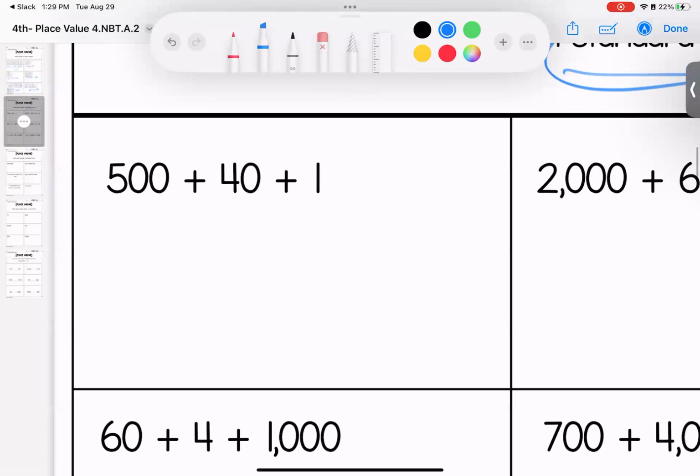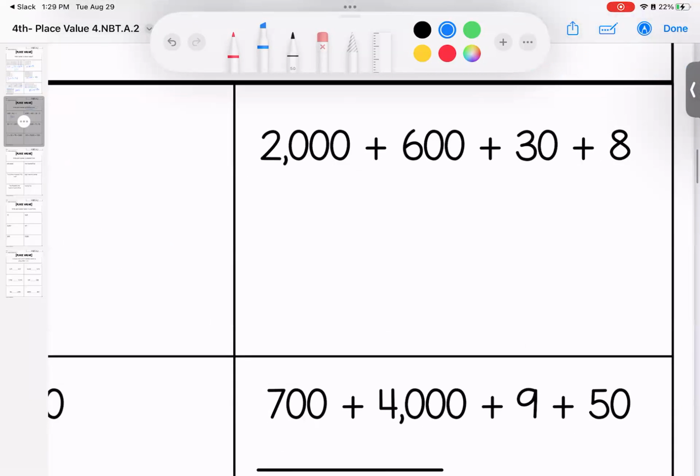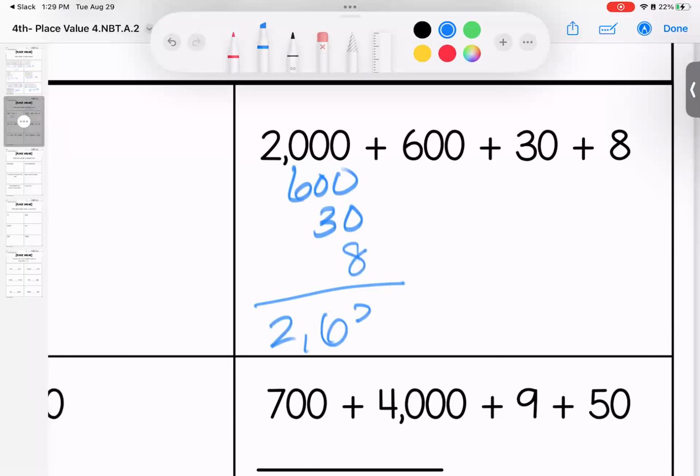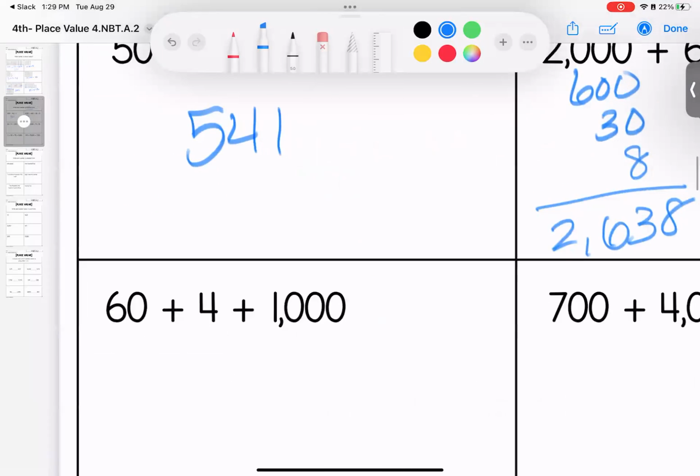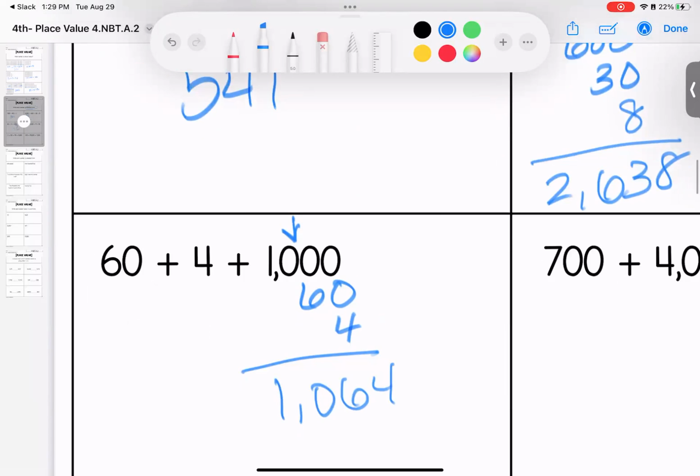For this first one, 500 plus 40 plus 1, 541, easy peasy. Over here, 2,000. I can stack them, 630. 2,638. Down here, 1,064. Notice how I did not put them in order, and there's no pairs in the hundreds. This is 1,064. We're going to have a 0 in the hundreds place.